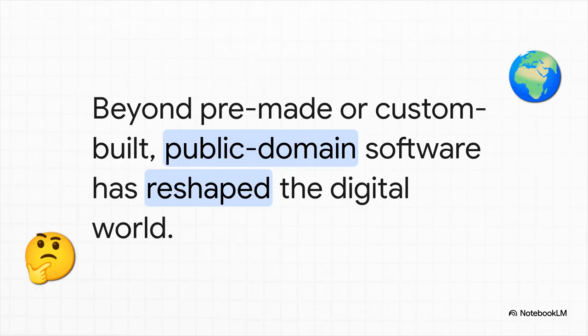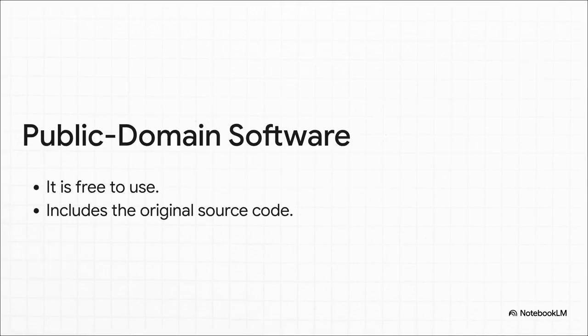But wait, beyond buying software that's either pre-made or custom-built, there's this huge, incredibly influential third category that has totally reshaped the digital world. And that's public domain software, or what's much more commonly called open source software. This is a whole different ballgame. It's often completely free to use. But more importantly, the blueprint, the actual source code, is available for anyone to see, to modify, and to improve upon. It's built by a global community of developers, not just one company trying to make a profit. I mean, this is the philosophy that powers massive chunks of the internet and gives us amazing tools like the Linux operating system and the Firefox web browser.